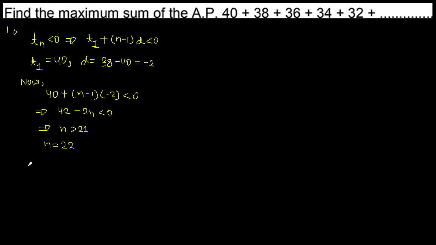So up to n equal to 21, we will have maximum value. At n equal to 22, Tn is less than 0, which is minus 2. So S21 is what? 21 by 2 into (first term plus last term), 420.